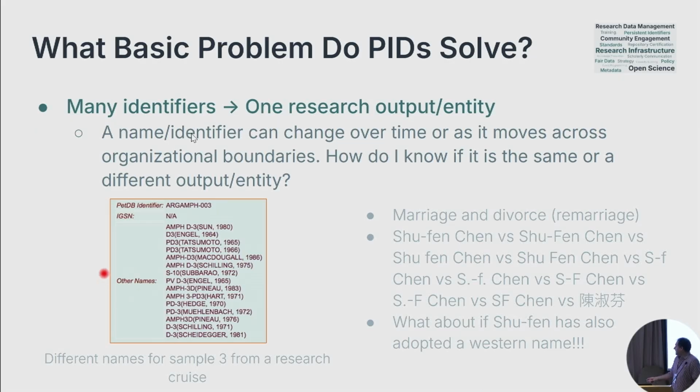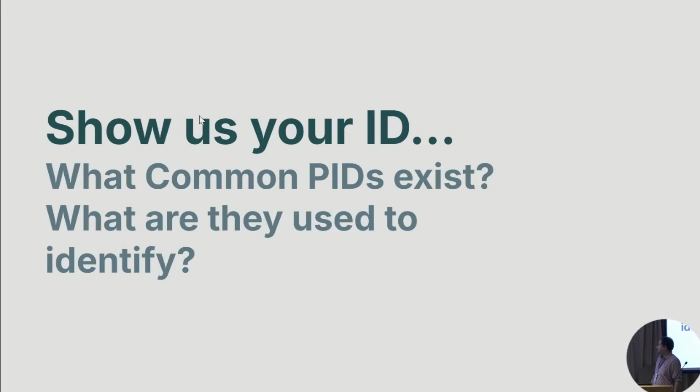It could also be referenced in a number of different ways. How do we know that this Shufen Chen is the same as this one, is the same as this one? What if Shufen Chen also has adopted a Western name? How do we know this is the same Shufen Chen each time? So this is what a persistent identifier is basically trying to solve.